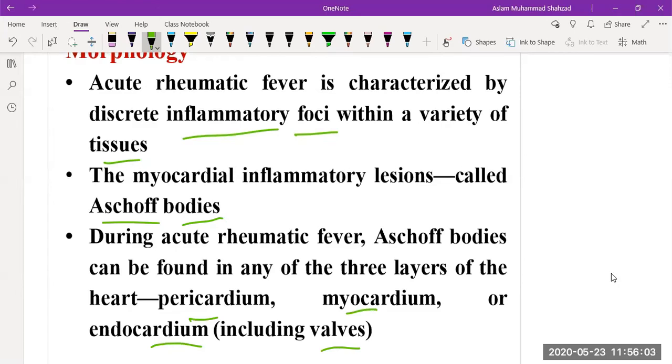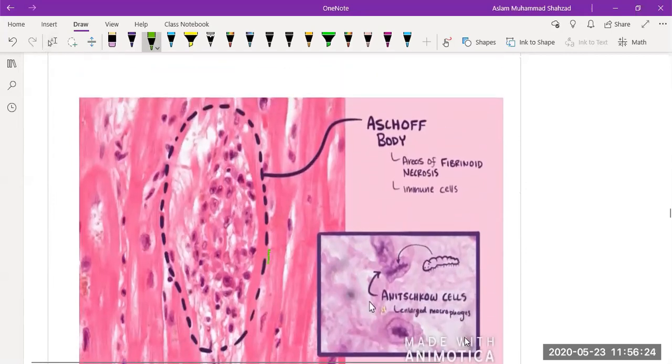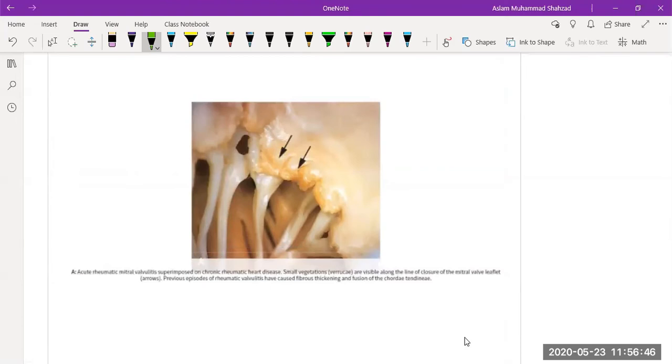So the main key characteristic in acute rheumatic fever, especially rheumatic carditis or rheumatic valvular disease, is Aschoff bodies. This picture shows the presence of the Aschoff bodies, which consist of fibrinoid necrosis and a combination of immune cells. As we know, the CD4 cells are responsible for binding with the antibodies, and then they make the Aschoff bodies. Again, these are the small finger-like projections around the valve. Acute rheumatic mitral valvulitis on chronic rheumatic heart disease shows small vegetations along the line of closure of the mitral valve.